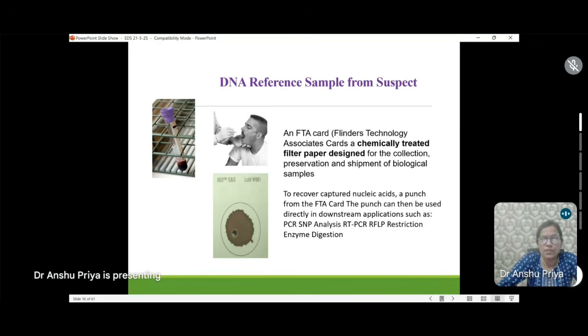And these are the reference samples. We collect the reference sample, either a cheek swab for saliva, or we can collect blood either in an EDTA vial or on an FTA card. The FTA card is like tissue paper or filter paper, but it is prepared in such a way that your cells are lysed and DNA is immobilized on the membrane, and you can preserve this card for a long time, even at room temperature. So this is very useful for storing biological samples on the FTA card. This is the process of reference sample collection from the suspect or for a paternity test or other tests.